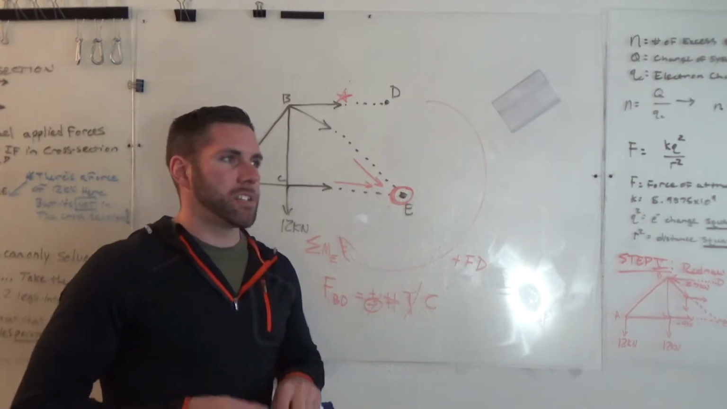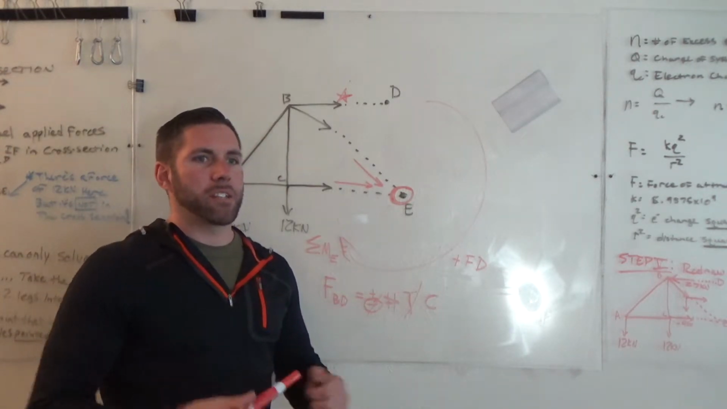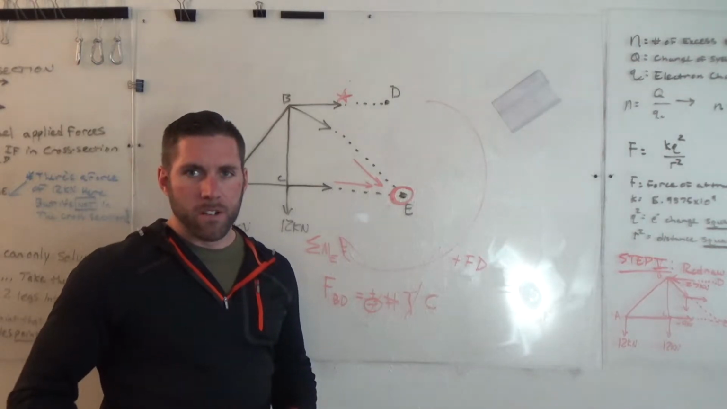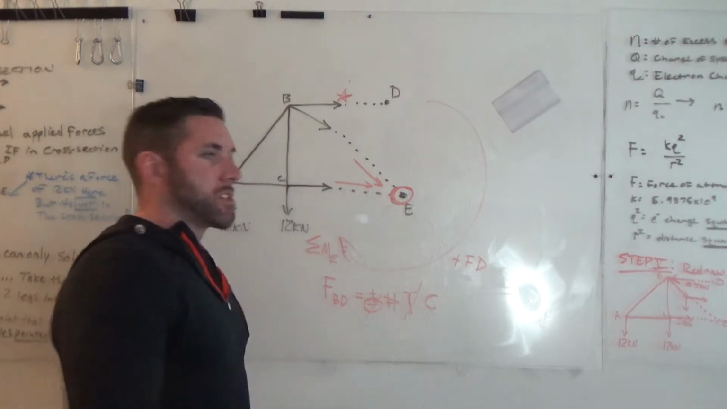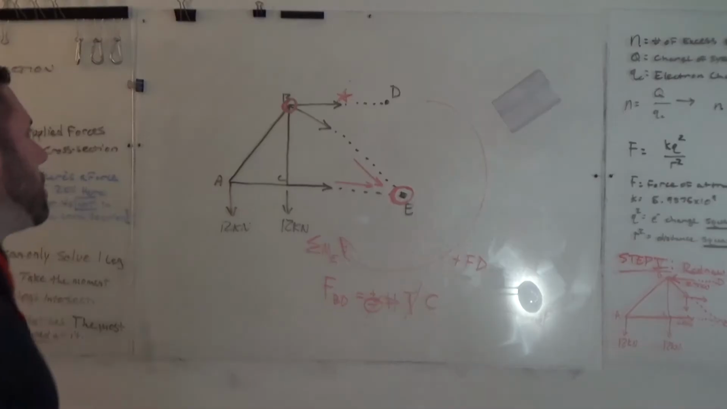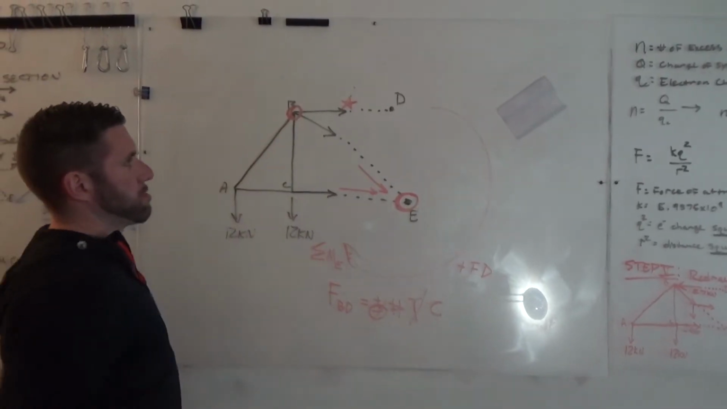Negative, we'll say, is not there to tell you it has a pulling force. What negative is there to tell you is you have the wrong letter. There's a T and there's a C. That's it.